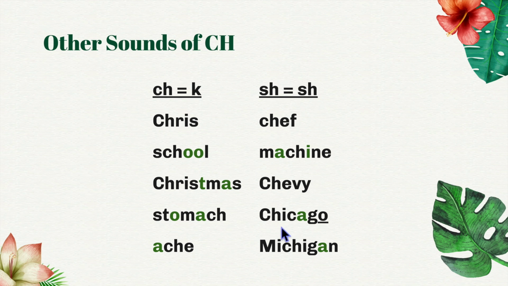Here we have the city of Chicago with a long O sound and the O taking the muffled schwa sound again. And here we have the state of Michigan, where again the A has a muffled sound that can sound like either a short U or a short I.